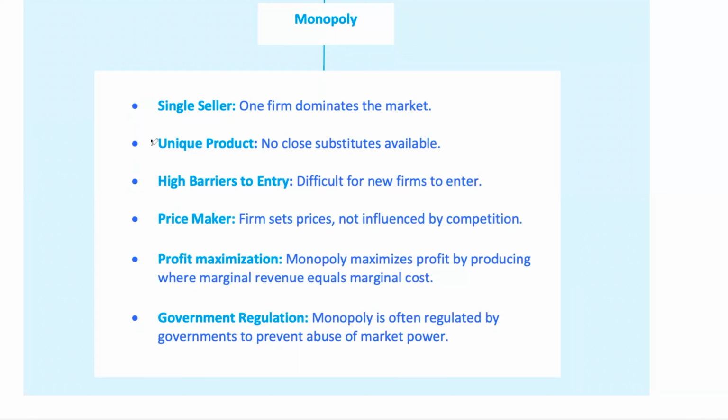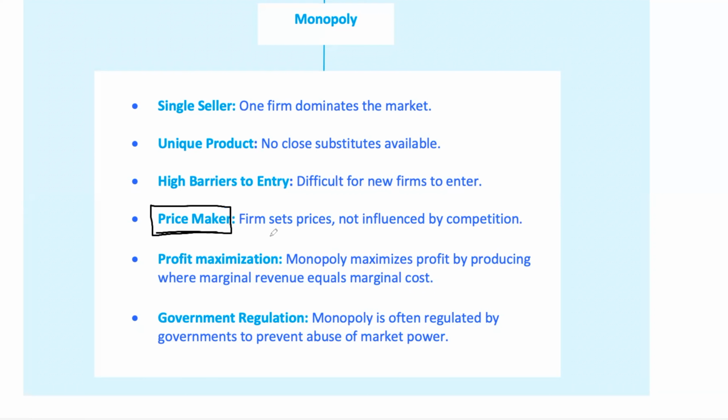Secondly, the product offered by the monopolist is unique, with no close substitutes available. Consumers who want this product have no alternative but to purchase it from the monopolist, which further reinforces the firm's market power. Thirdly, there are high barriers to entry in a monopolistic market. These barriers can take various forms, such as legal restrictions, substantial capital requirements, control of essential resources, and strong brand loyalty. These factors prevent other firms from entering the market easily.